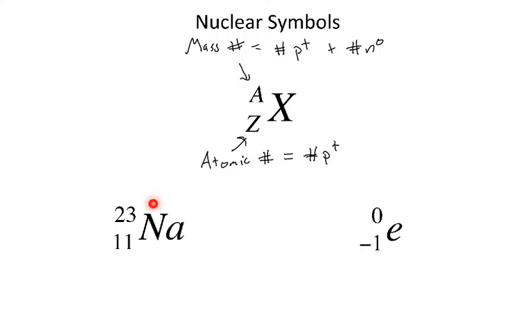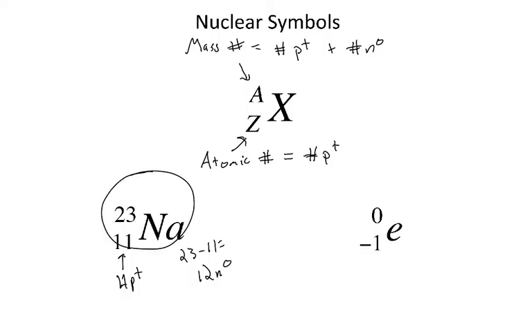So in the case of sodium-23 here, I know that it has 11 protons, and then I know that it has 23 minus 11, that means it has 12 neutrons. Now when we do nuclear equations, not only are we going to have isotopes like this, but we're also going to be dealing with subatomic particles.